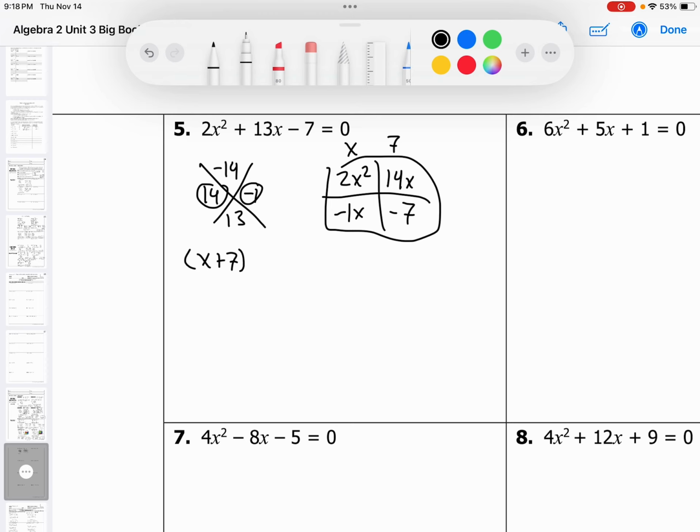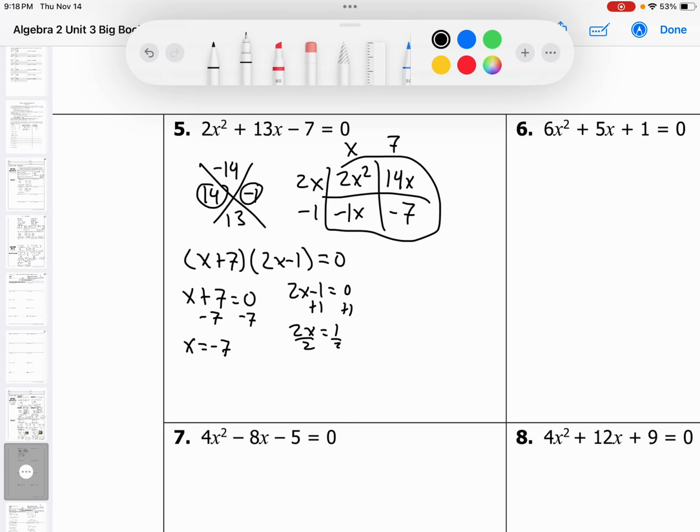Then I have 2x squared and 14x would have 2x in common. And negative 1x and negative 7 would have negative 1 in common. So my other factor will be 2x minus 1. We're going to set these equal to 0. X plus 7 equals 0 would give me that x is going to equal negative 7. For 2x minus 1 equals 0, that is going to give me that x equals 1/2. So I'm going to have negative 7 and 1/2 as my two answers for x.